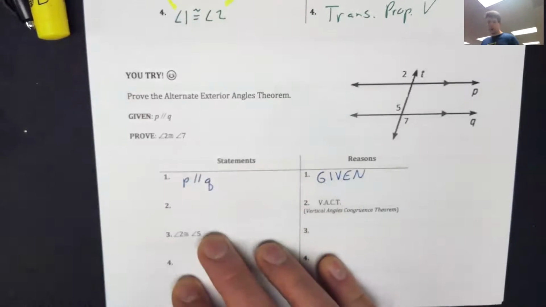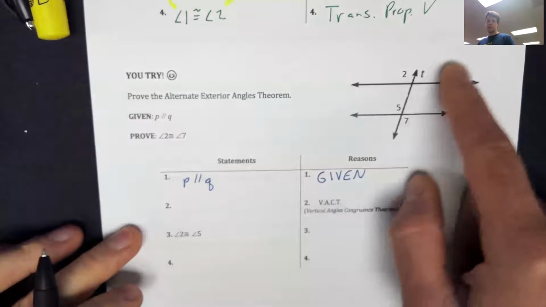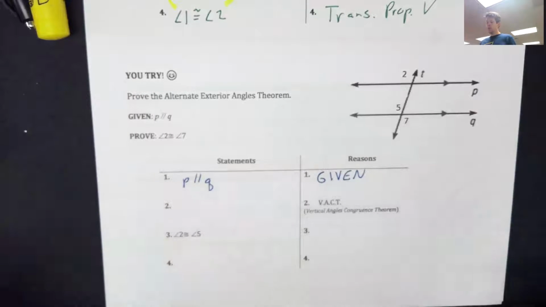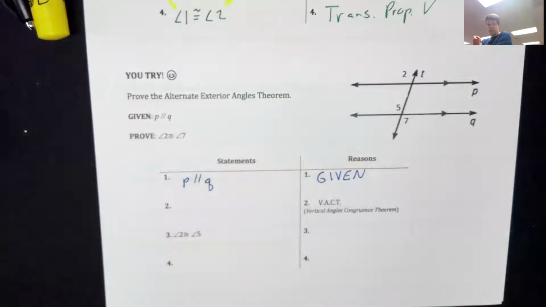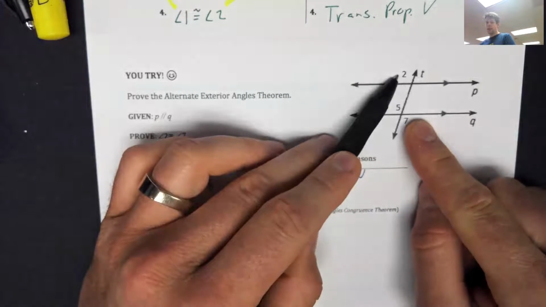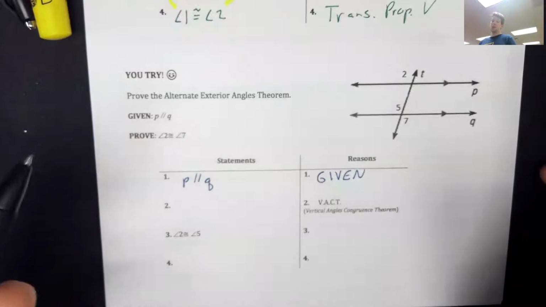All right, we're going to start off with our given statement that P and Q are parallel to each other again, and it's already marked on the drawing, so that's great. So the next thing we need to do is we need to see if we can jump in on those angles. The two angles that we're really aiming for are 2 and 7 because those are the alternate exteriors, but we can't jump right to those.